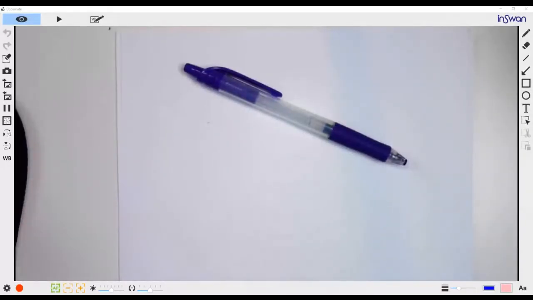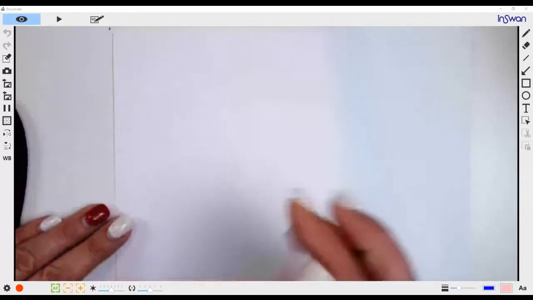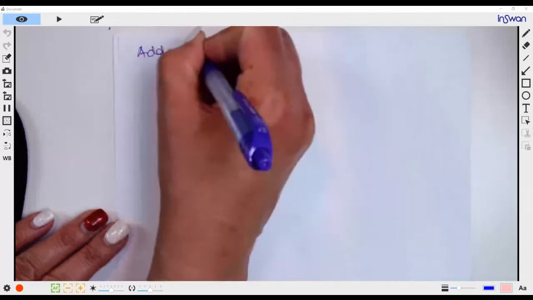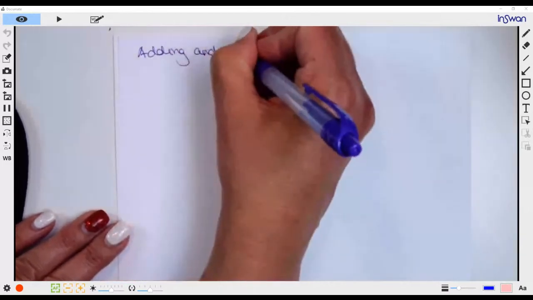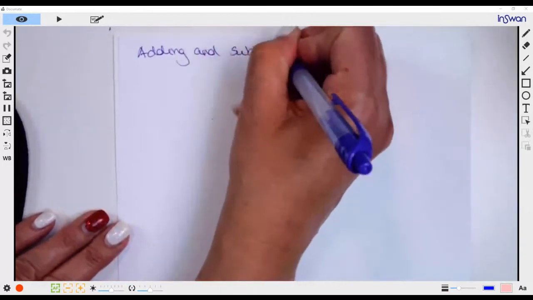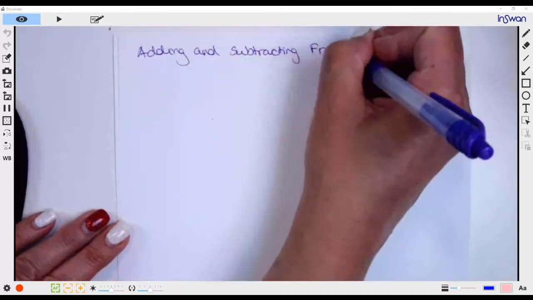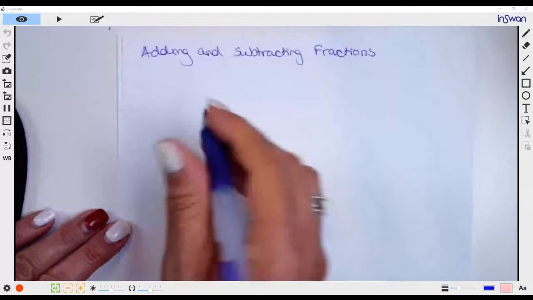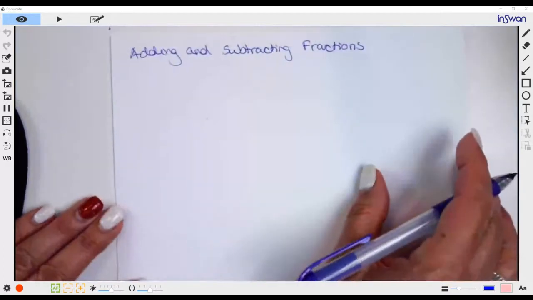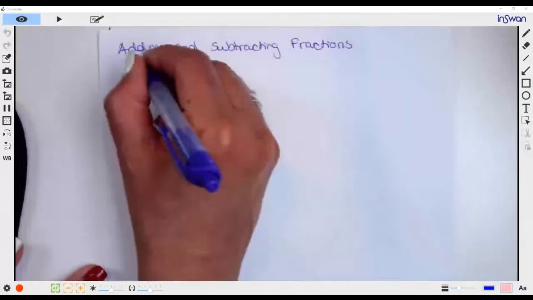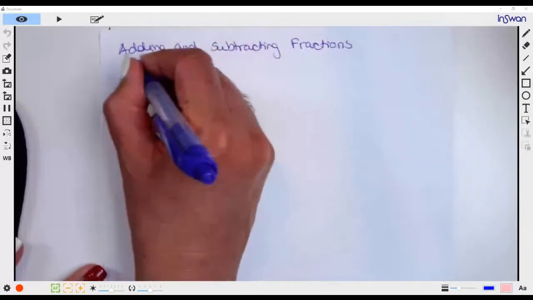Okay, so adding and subtracting fractions. We're going to go ahead and start with a blank sheet of paper. Adding and subtracting fractions. So what we need to know when we are adding and subtracting fractions is that we have to have a common denominator.